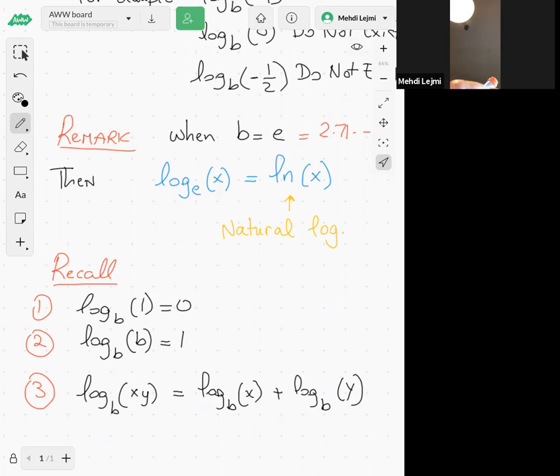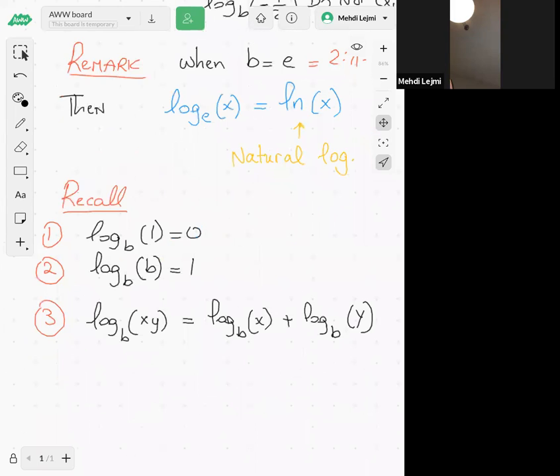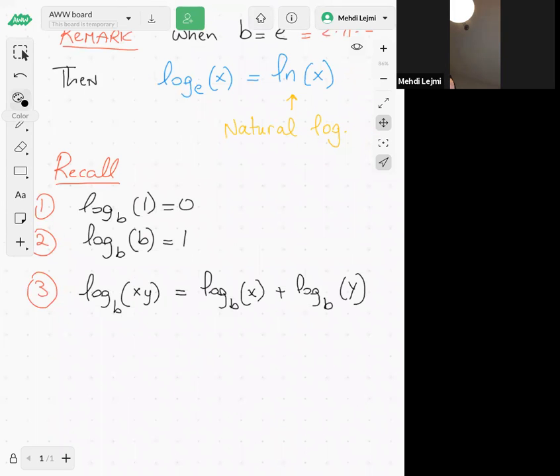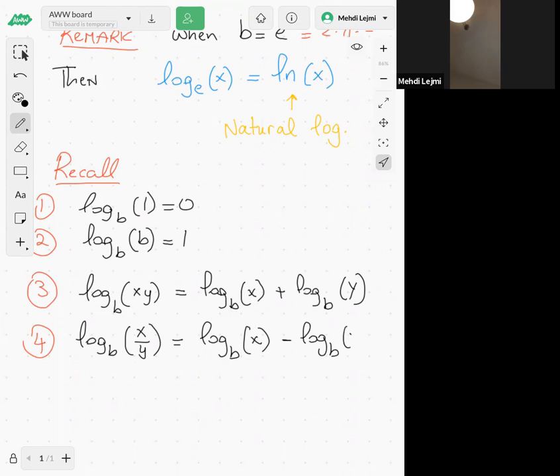Anyway, I think we discussed this property a little bit yesterday. And when you have a log of a division, so when you divide x by y, the log of x over y is actually the log of x minus the log of y, right? So when you divide, you take the difference between the logs.